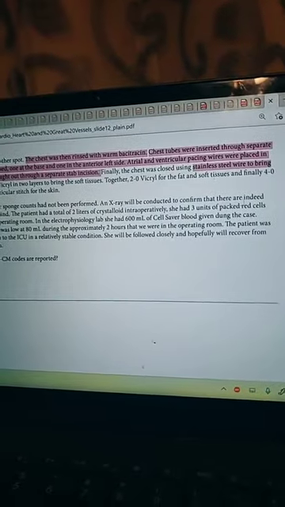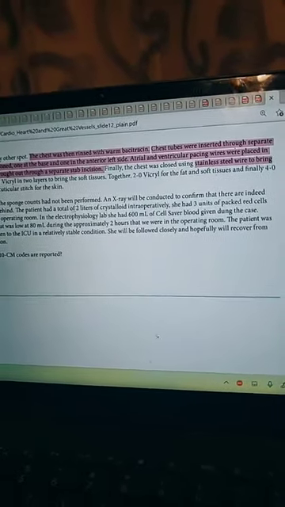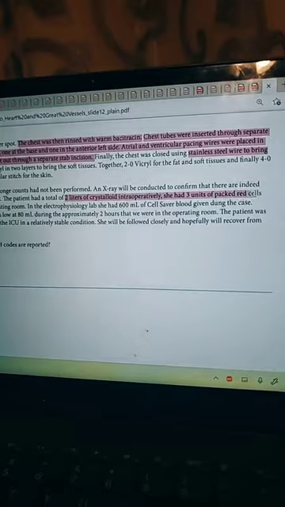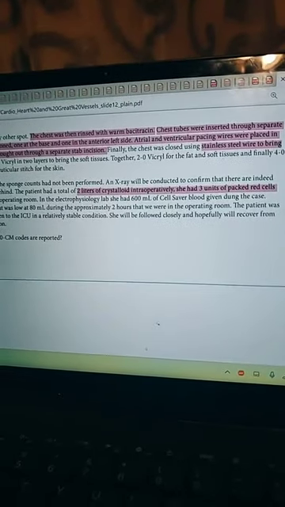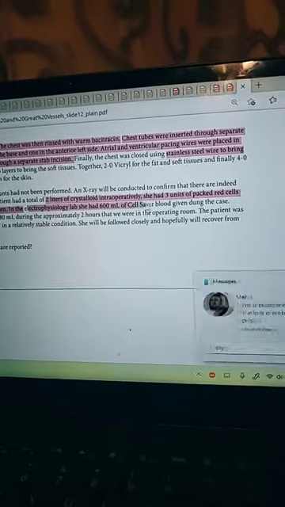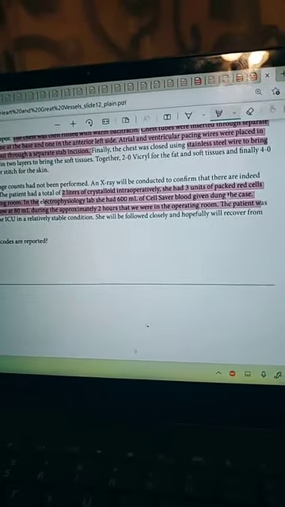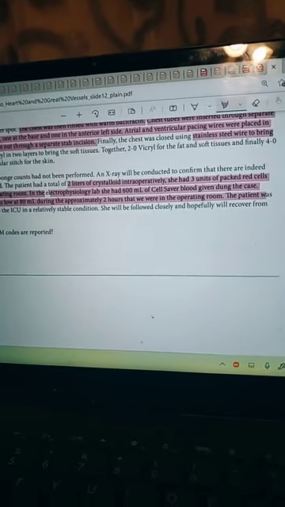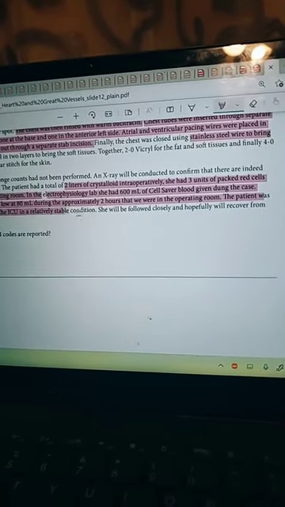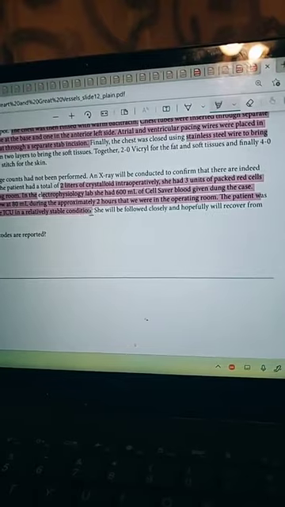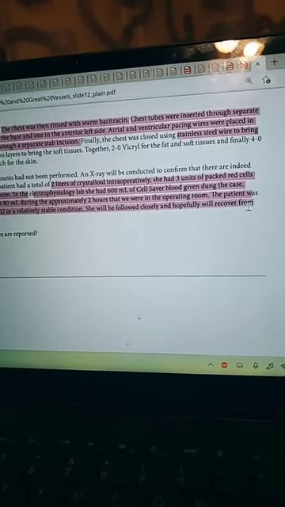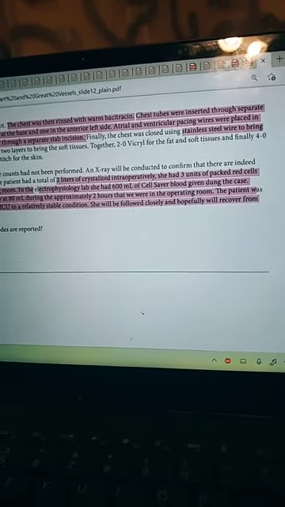And they did a sponge count, blah, blah, blah. She did get 2 liters and 3 something of blood. In the operating room, they did a lab. She was kept intubated and will be followed closely for the recovery for significant things.